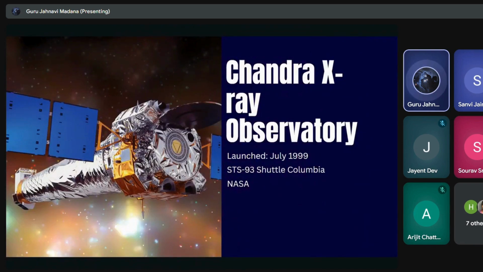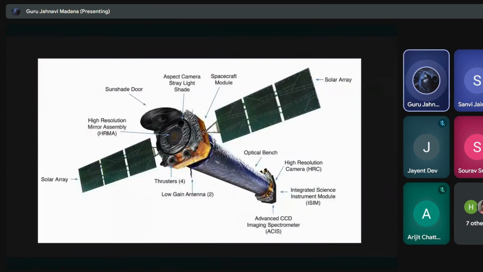Now, let's look at another space telescope, the Chandra X-ray Observatory. Chandra doesn't look at visible light. It looks at X-rays, revealing the most violent events in the universe. It orbits a third of the way to the Moon to avoid Earth's X-ray-blocking atmosphere. It was launched in 1999 on the STS-93 shuttle Columbia, and it's operated by NASA. The instrumentation includes high-resolution cameras, HRCs, and advanced CCD imaging spectrometers called ACIS, among many other instruments.